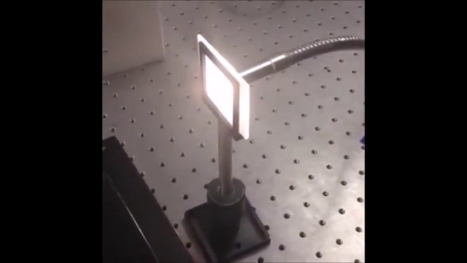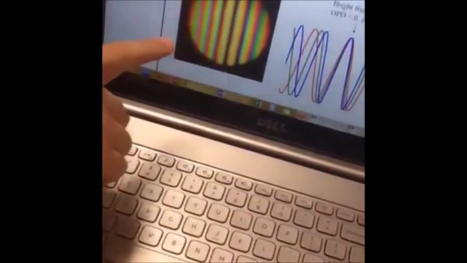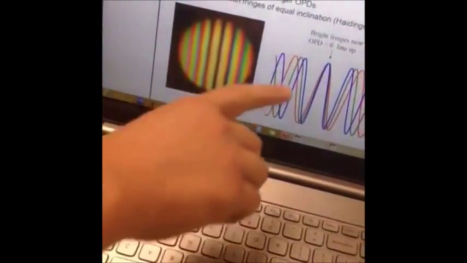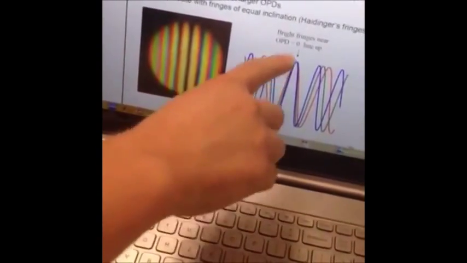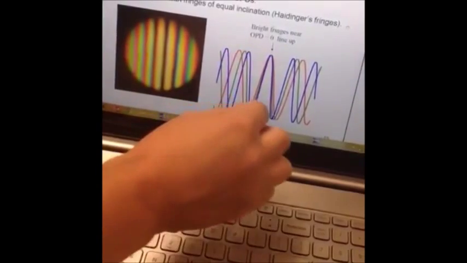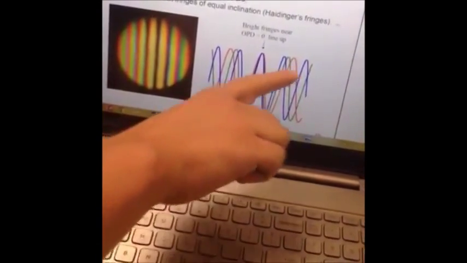For the white light fringes, we removed the mercury source and we added a white light source. And we're getting these fringes with some chromatic aberration. That's because the bright fringes are pretty much in the center when we have a 0 OPD, but as the OPD increases, we get dispersion.